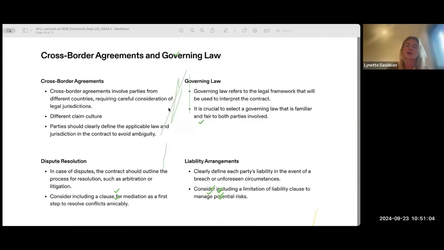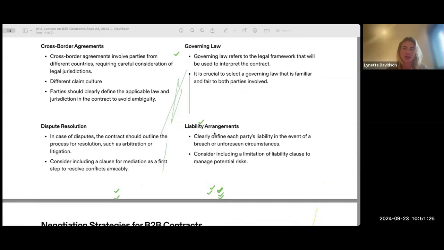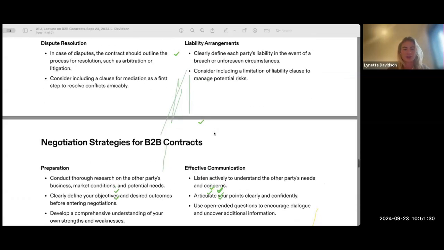So the governing law should refer to the legal framework that will be used to interpret the contract, meaning the wording and the content. It's crucial to select a governing law that's familiar and fair for both parties involved. And then also the liability. What do we do in case of a breach or unforeseen circumstances? You can think about these types of clauses to minimize and manage potential risks.